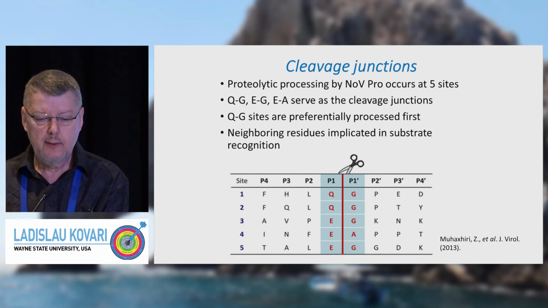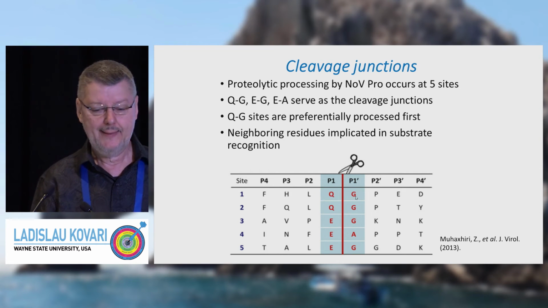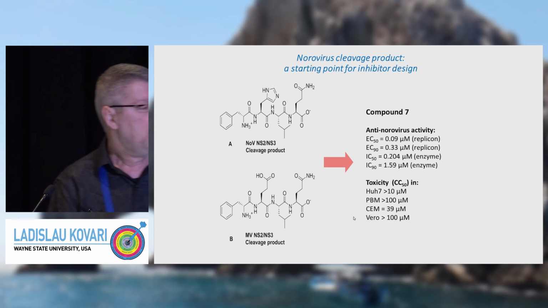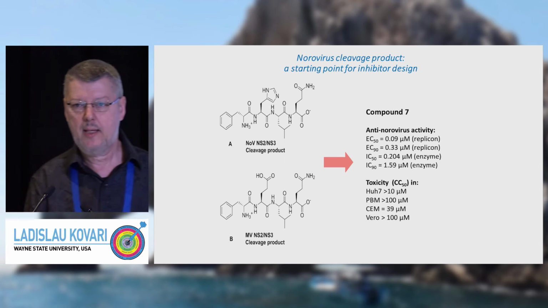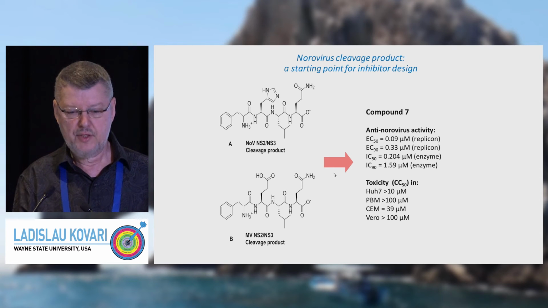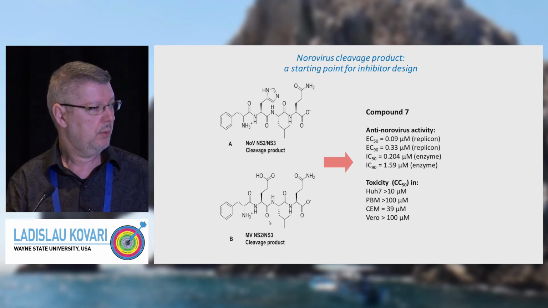The P1 is glutamine or glutamate, and the P1 prime is a small amino acid residue, glycine or alanine. So when we think about structure-based drug design, we want to mimic the cleavage product, and on top is the cleavage product of the genogroup 1 norovirus protease, and the bottom is genogroup 2.